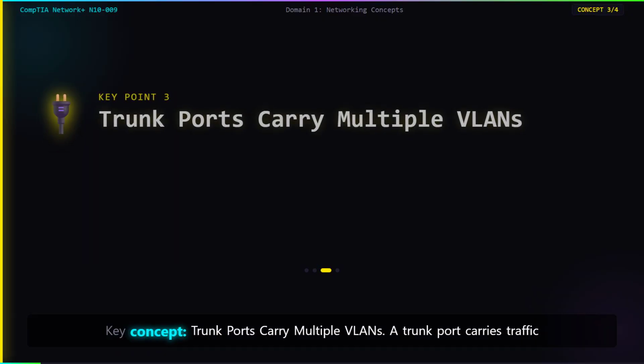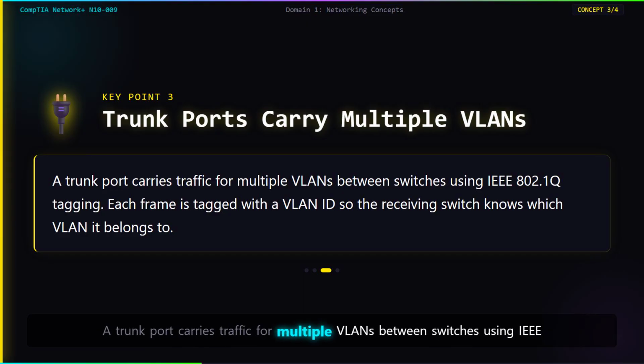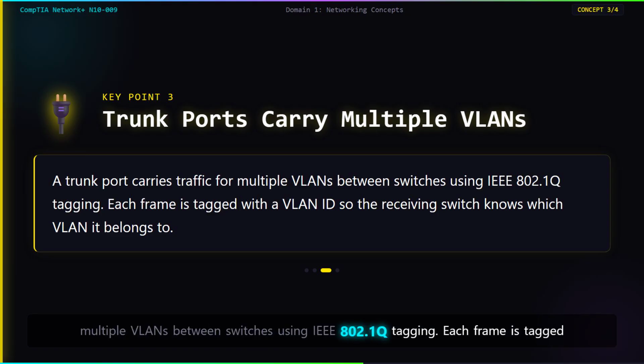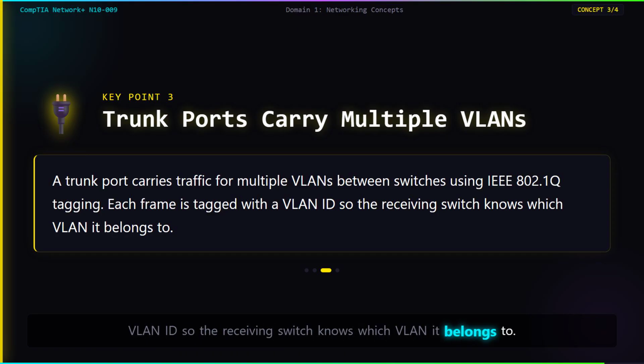Key concept: trunk ports carry multiple VLANs. A trunk port carries traffic for multiple VLANs between switches using IEEE 802.1q tagging. Each frame is tagged with a VLAN ID so the receiving switch knows which VLAN it belongs to.